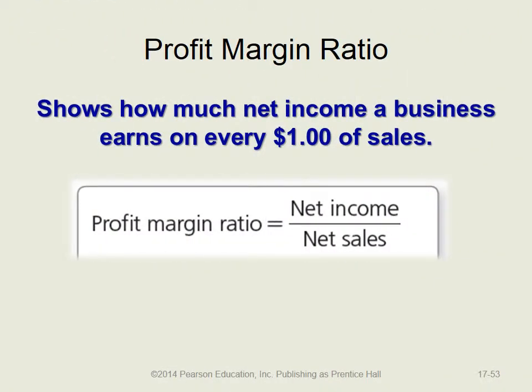The profit margin ratio is similar to the gross profit percentage. It shows how much net income a business earns on every dollar of sales. It is computed as net income divided by net sales for the year. We have seen this ratio before when we looked at vertical analysis.